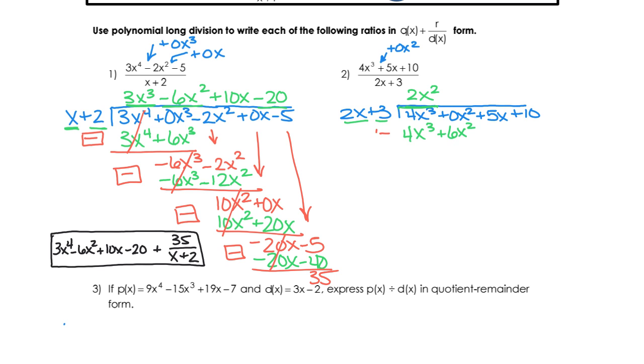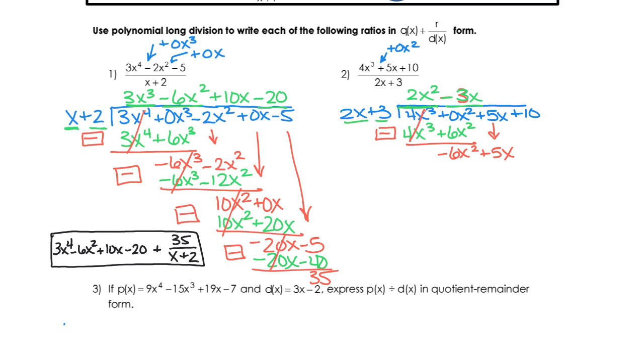We'll go ahead and subtract, and the first set of terms cancel. 0 minus 6 is a negative 6x squared. We'll bring down that positive 5x. And here we go. What do we need at the top? We need a negative 3x.